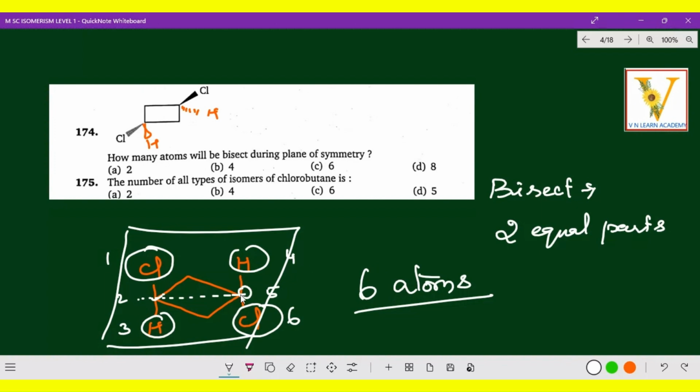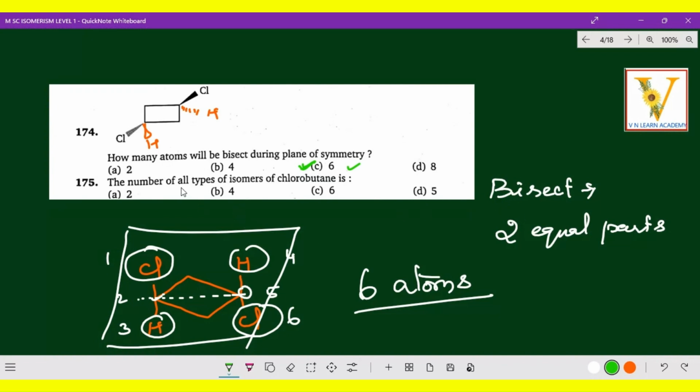When you cut equally into equal parts along this side, it cannot be possible, because one is upwards and one is downwards. But when you cut along this side, you get 1, 2, 3, 4, 5, 6. So which is the correct option? Option C is the correct option. You know how we get it, and you got the idea of what bisect means.